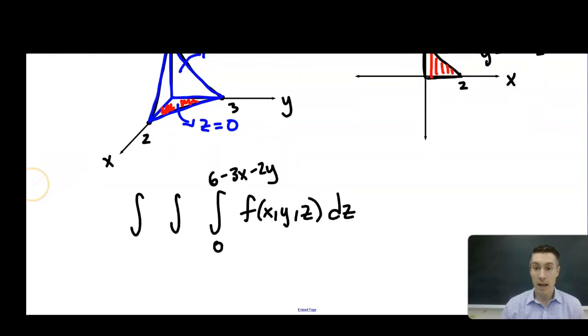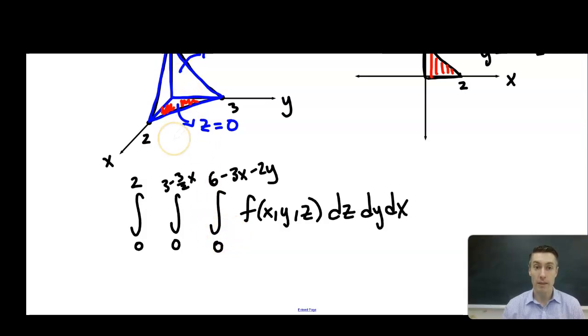Good. And then when we looked at the two-dimensional shadow, or the projection, we decided to go dy dx as our order of integration. So y goes from 0 to 3 - (3/2)x. And then x goes from 0 to 2, left to right. So there are the bounds of integration for this particular example.